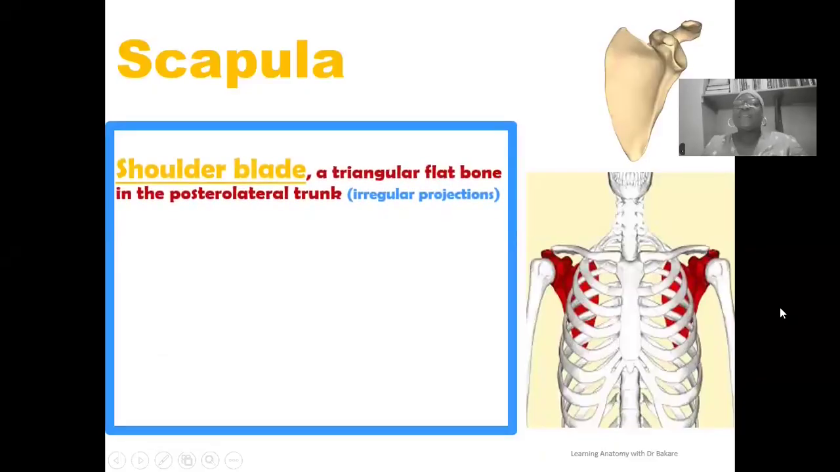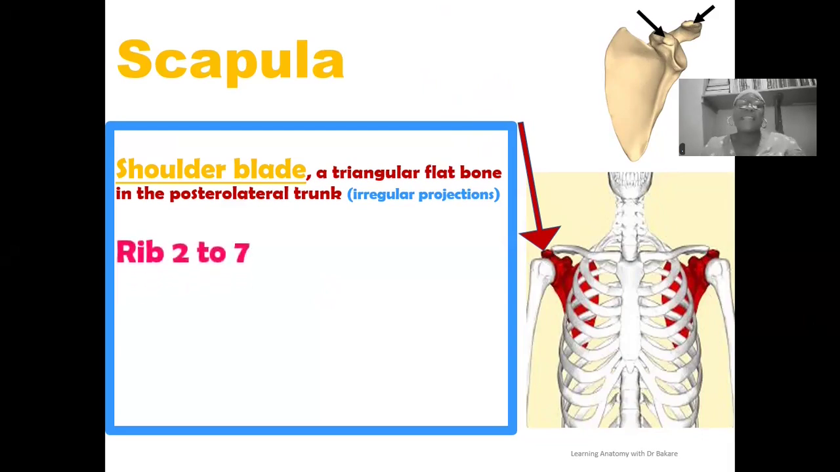The scapula is also referred to as the shoulder blade, and it is a triangular flat bone that is located at the posterior lateral region of the trunk. This we have highlighted in our previous slide. If we use this lower image, this is where we have the scapula, arrowed in red, seen with a number of irregular projections. If you use this upper image, you see that you have a number of projections on the scapula, arrowed in black. We will be dwelling more on this as we go through this lecture.